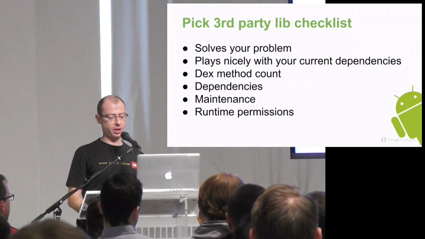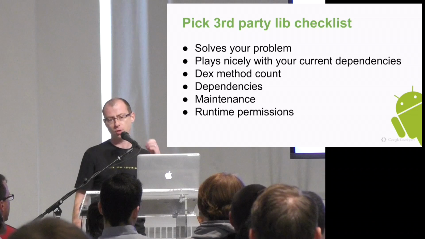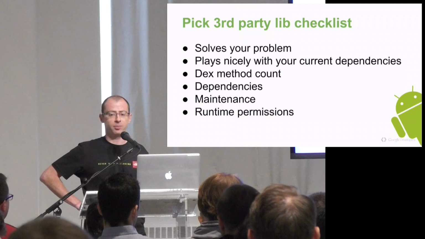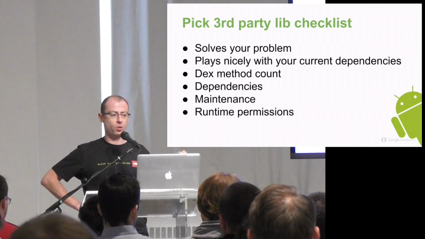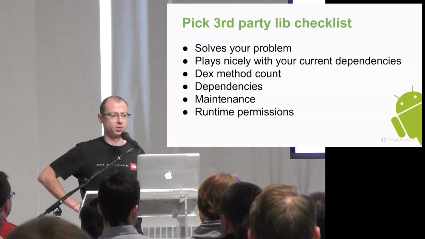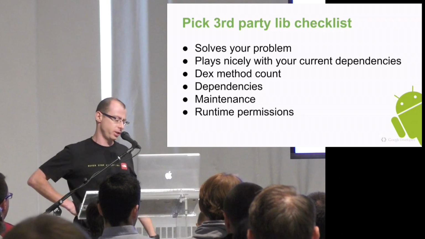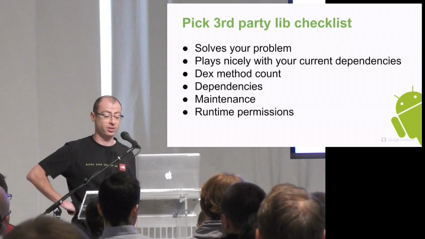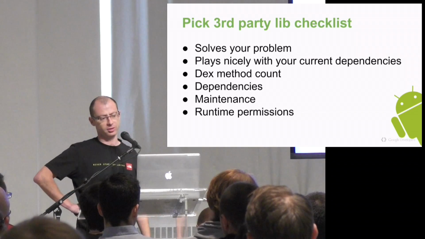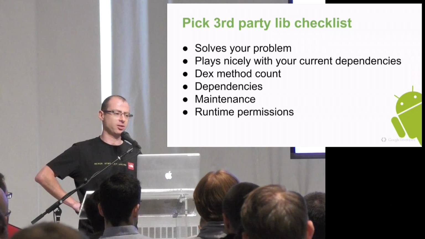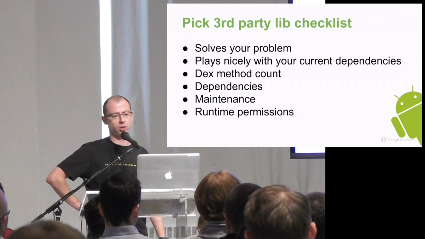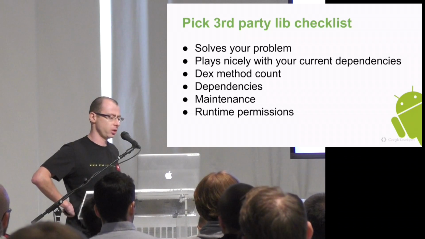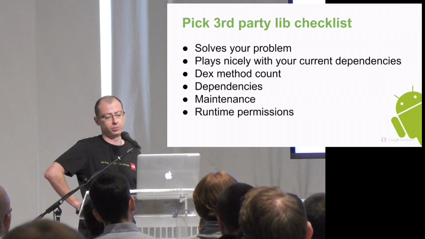And also, one of the most prominent questions that I have been hearing from companies is, what's better? Should I pick Picasso or Glide? Should I pick Volley or OkHttp? And usually there is no right answer or 100% correct answer. However, the following checklist is something that I use when I'm discussing with companies what they should do in terms of architecture. When you consider a third-party library, make sure it solves your problem.